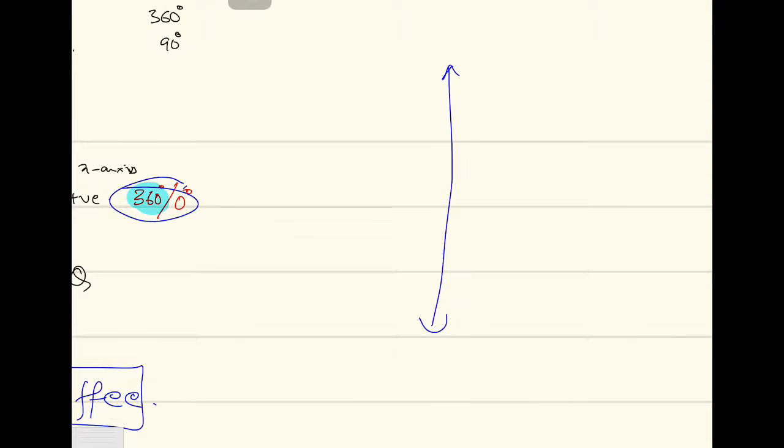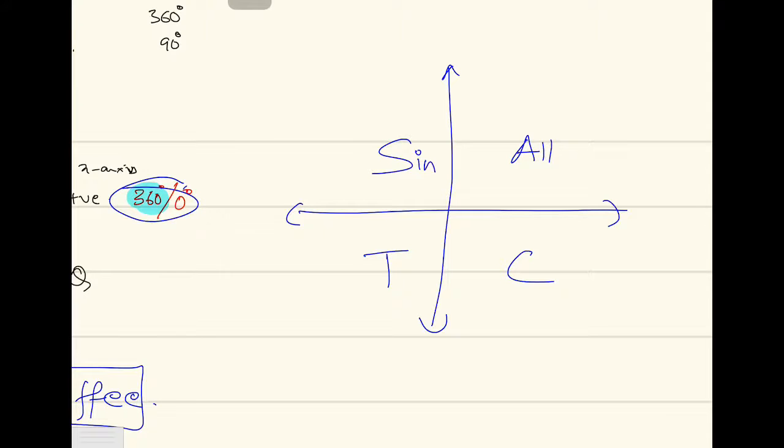How? Let me write it here. So if you say add sugar to coffee, you have to write like this: add sugar to coffee. Check this out. How to decode this? A stands for all positive, S stands for sine positive, T stands for tan positive, and C stands for cos positive. Remember that. Add sugar to coffee.